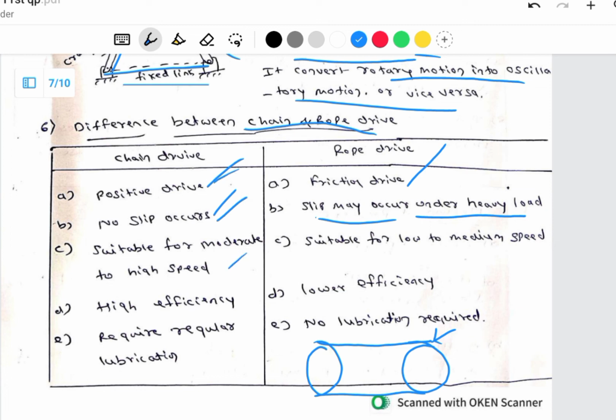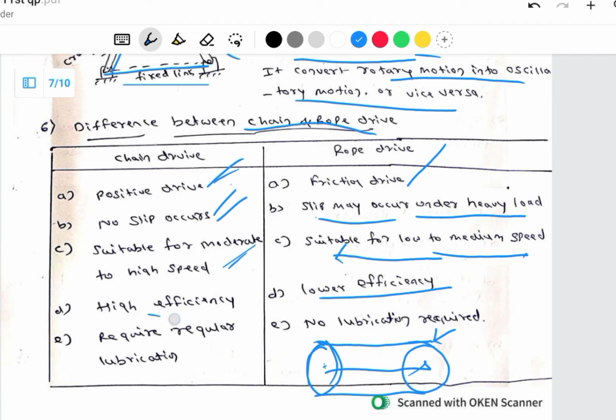The chain drive is suitable for moderate and high speed. The belt drive can be utilized for low and medium speed only, not for high speed. And whenever you have more distance, you can use the rope drive. If the distance is less, you can use the chain drive.